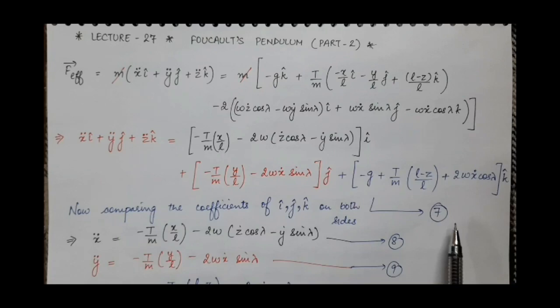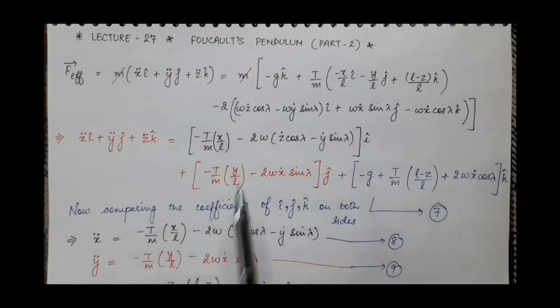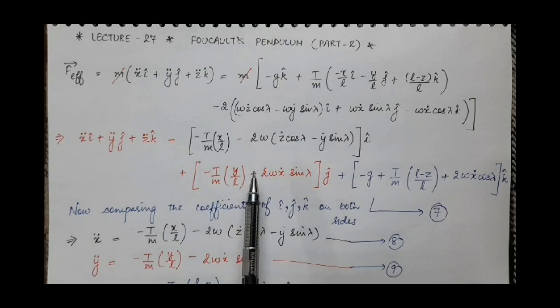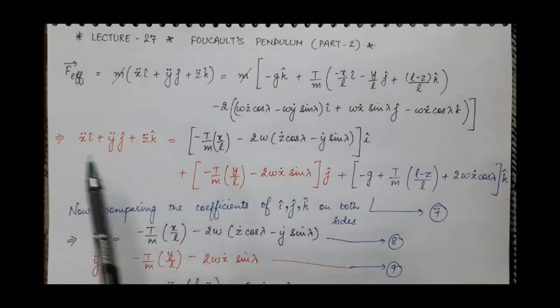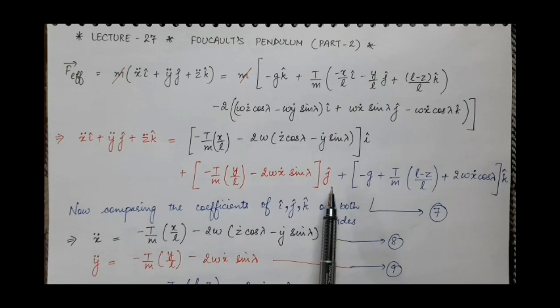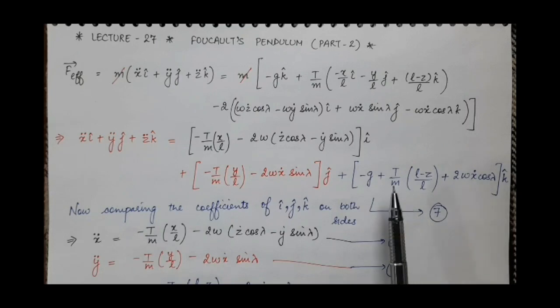Now in this equation 7, as you can see, the left hand side is equal to the right hand side, and we know that the left hand side will only be equal to the right hand side if the coefficients of i cap on both sides, the coefficients of j cap on both sides and the coefficients of k cap on both sides are equal. So in equation 7, compare the coefficients of i cap, j cap, k cap on both sides.